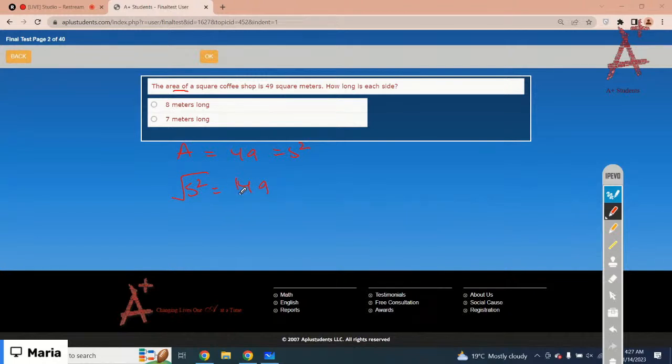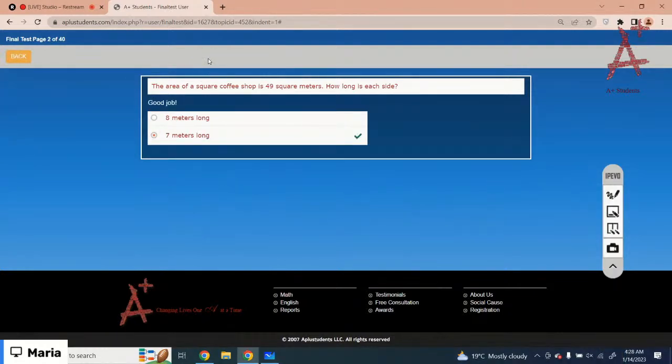So square root both sides. The square and square root cancel out each other. And square root of 49 equals 7 times 7, you can write it as 7 square. The square and square root cancel out and the side length is 7 meters long. The correct option is 7 meter. Just select the correct option, then click on the OK button.